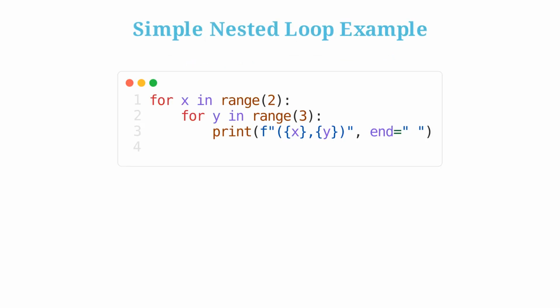Let's start with this simple nested loop. It creates coordinates using x and y. Instead of just running it and hoping for the best, we're going to trace through it step by step.